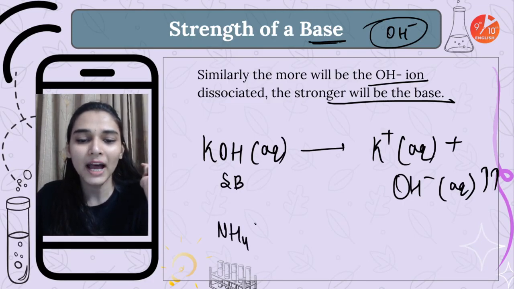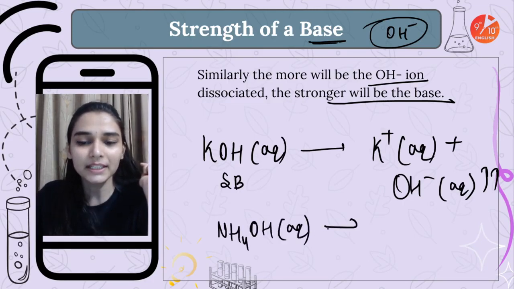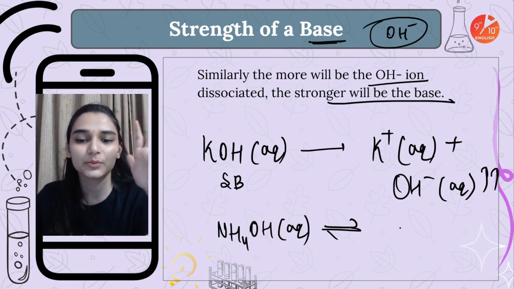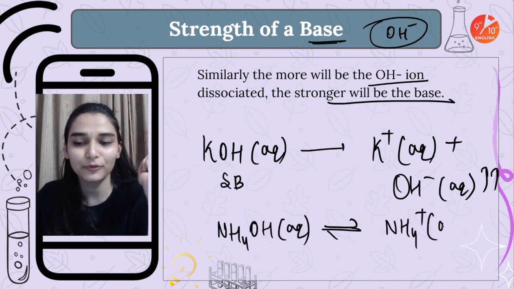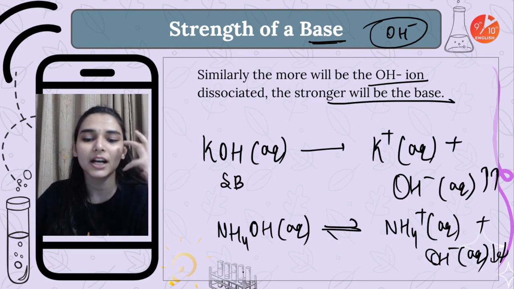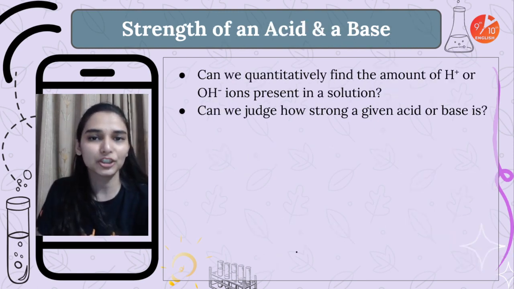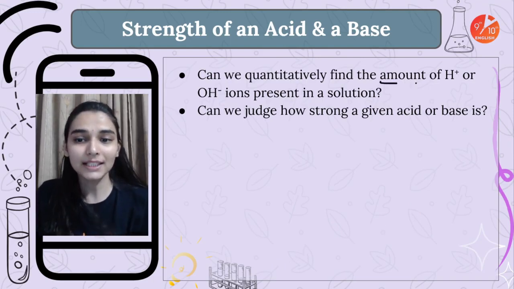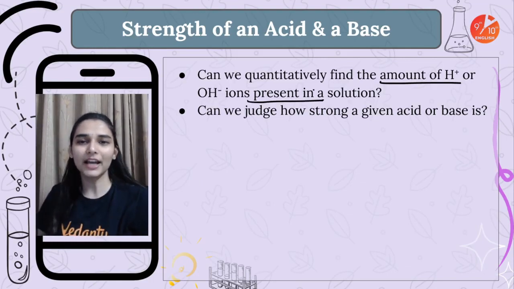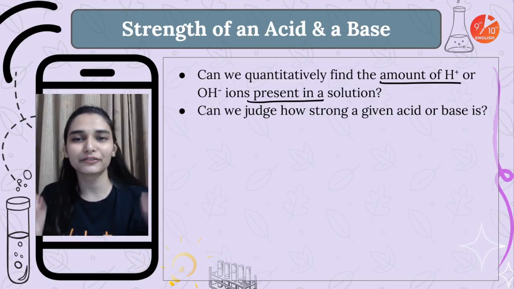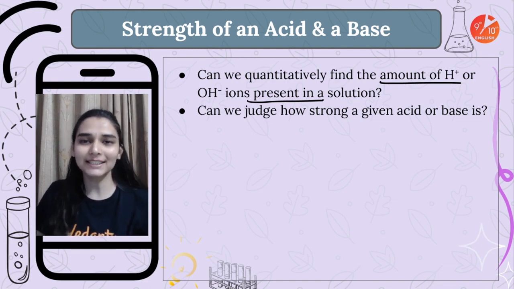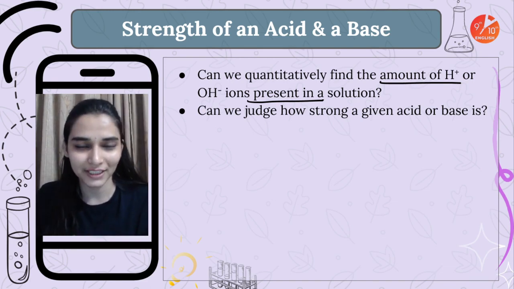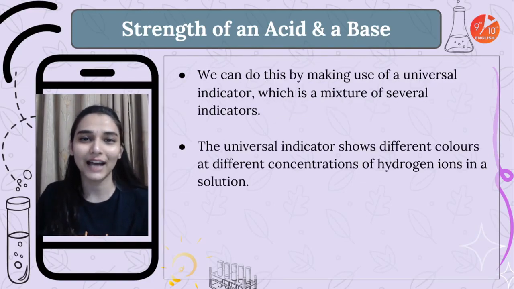But if you take ammonium hydroxide aqueous solution, then it is a weak base because it will only partially ionize to give me ammonium ions and OH ions. So the OH ion concentration will be less here because it's partially dissociated, so it would be weak. Okay, now the question is can we quantitatively find the amount of H+ ions and OH ions? I want to know the exact figures. Tell me what is the criteria to find the strength of a solution. Can you do that? Definitely we can do that, and we have a very small topic for that.